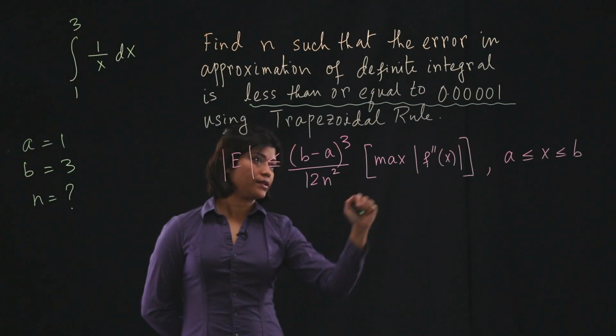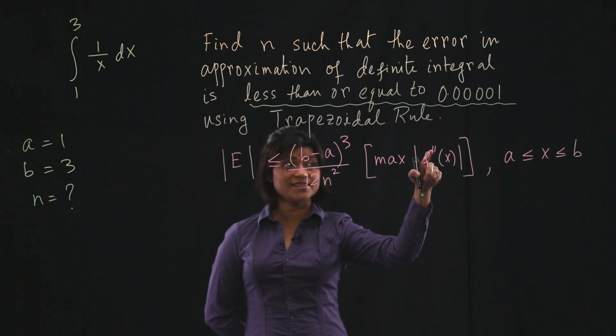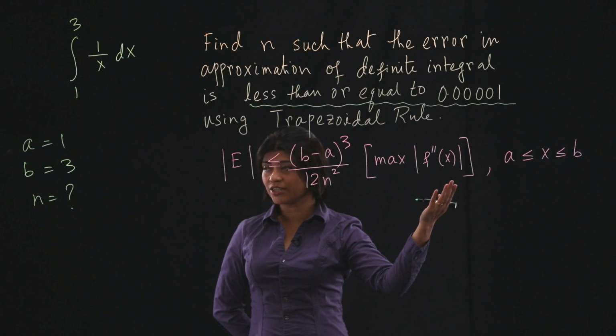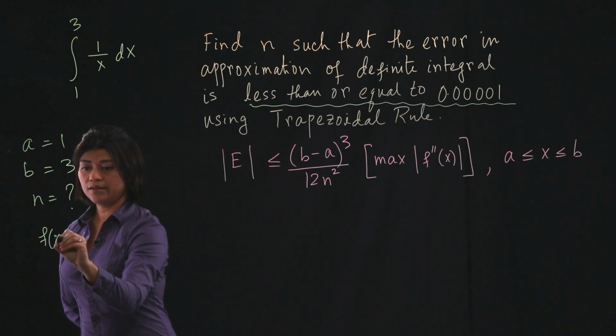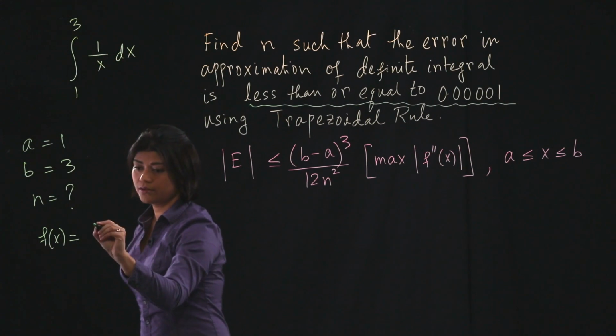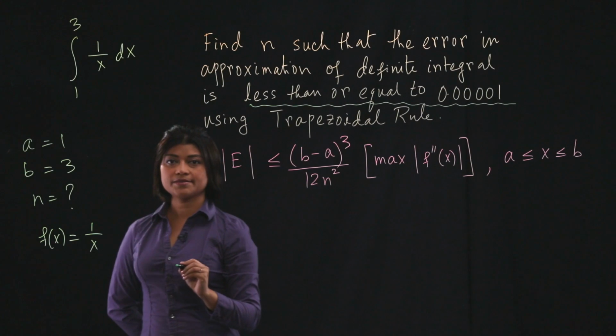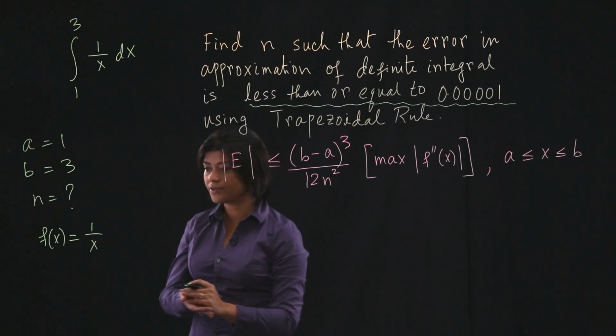Let's see, what else? We also have to calculate the maximum of this function. This is the second derivative of the function f. So, what is f? Well, f is the function which you are integrating. So, f is 1 over x. Let's figure out what the second derivative is, and then we can figure out the maximum of it.